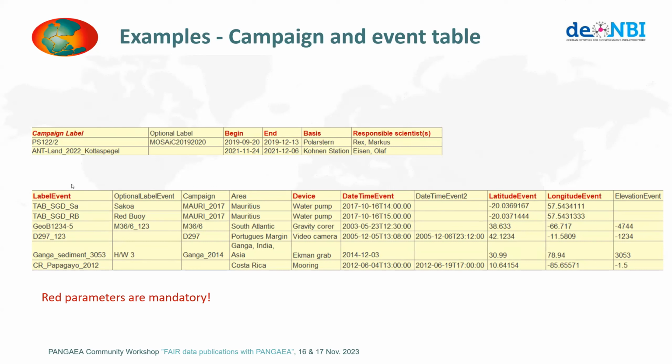And for events, you have a unique event label. You can provide the campaign name, the area, and what is mandatory is the device. So what kind of sample did you take? Which device did you use? For example, a gravity corer or CTD. You have the date time of the event in ISO format and also the coordinates. And in case of a profile, for example, you could also provide the start and the end of the station or event.